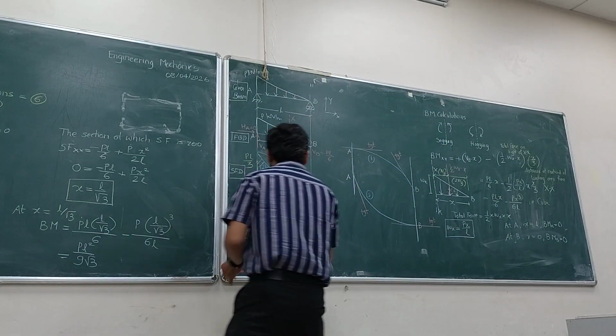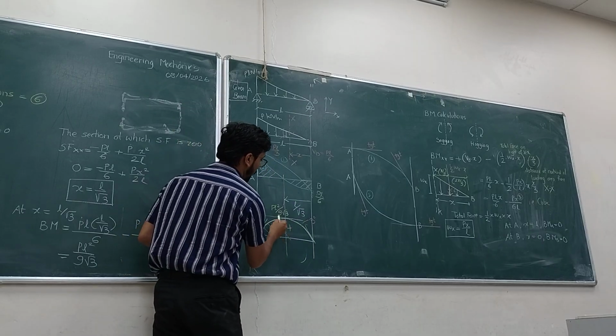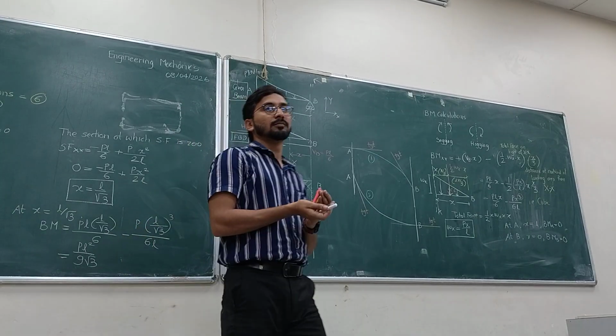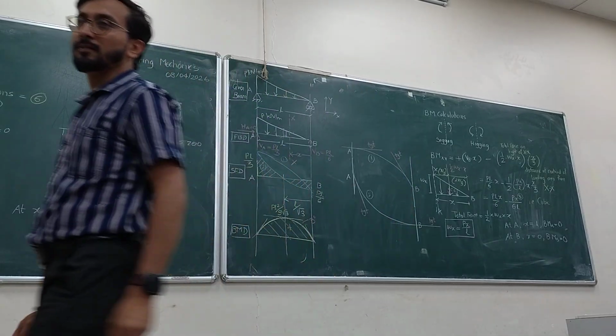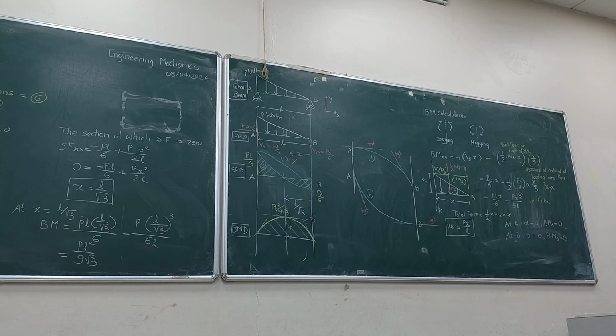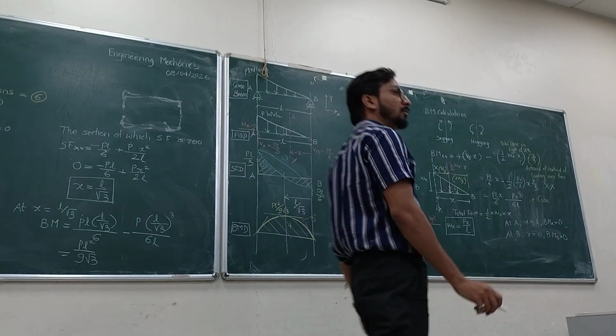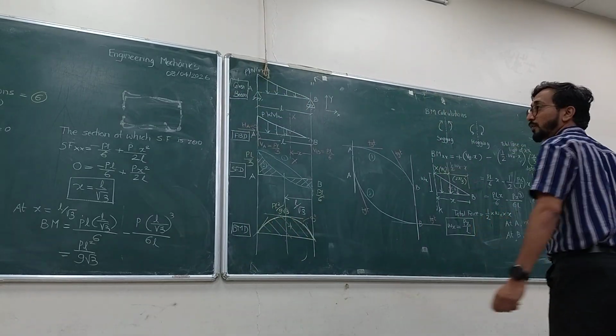So this is your positive BMD. Now you are going to take a numerical. First numerical here: draw the SFD and BMD for the beam shown.